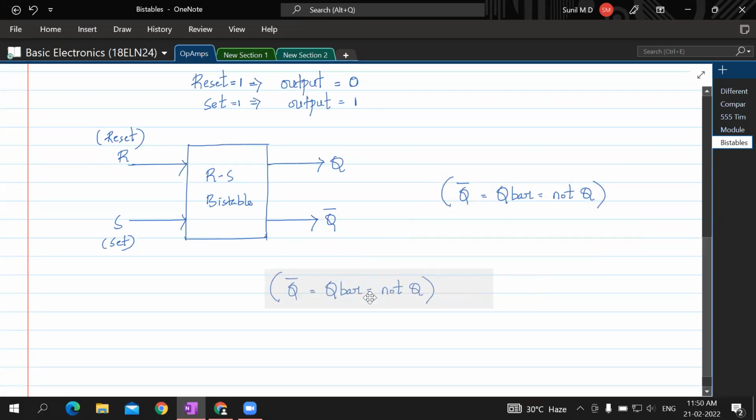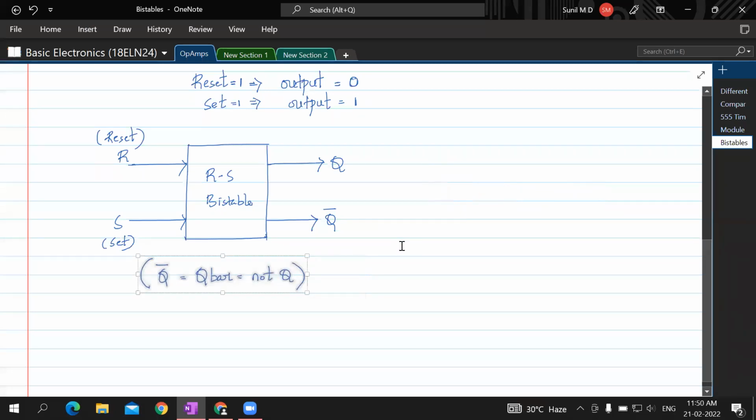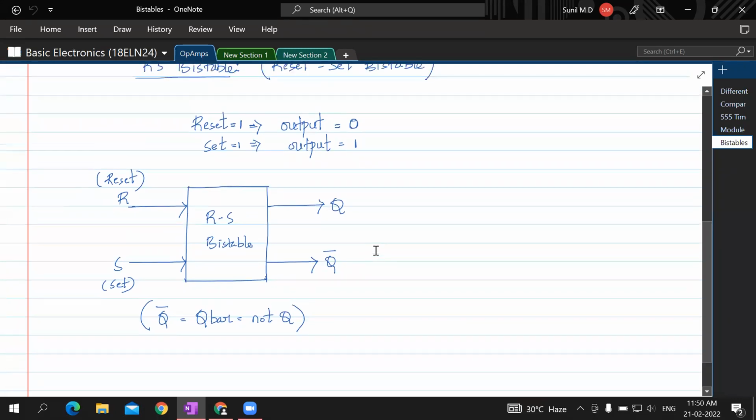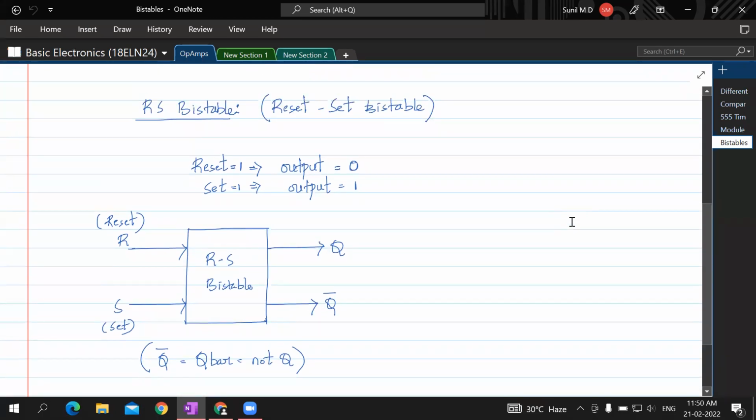So it has got two complementary outputs, and inputs which are used to set and reset the output. That means if R is 1, Q is 0, and if Q is 0, Q bar is 1. And if set is 1, Q is set. That means Q is 1, Q bar is 0. But since there are two inputs, we have to take care of the four combinations. Let's see which are those and how to see them. So let's see the truth table.